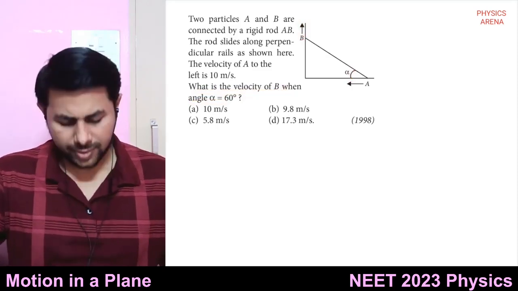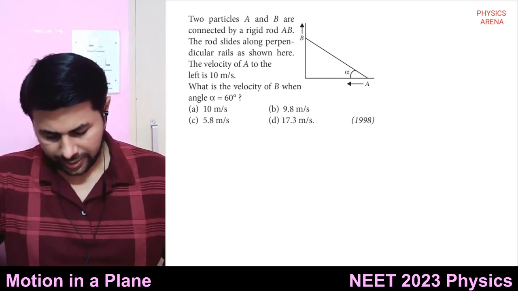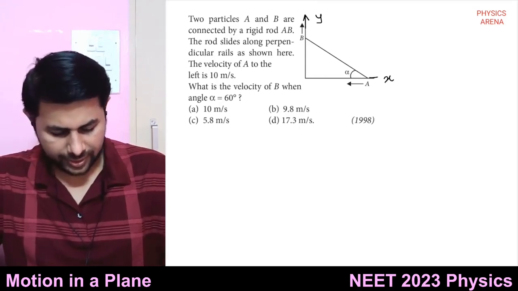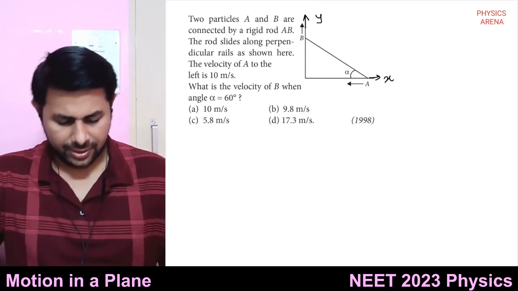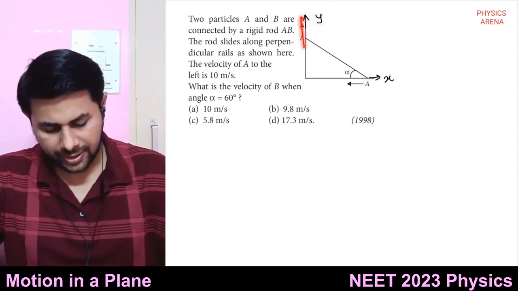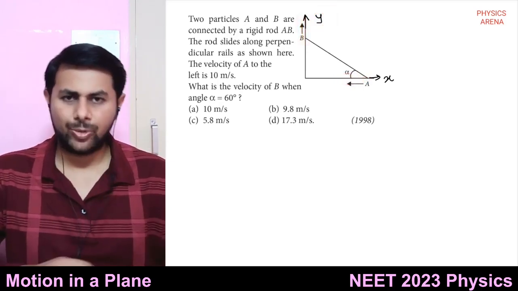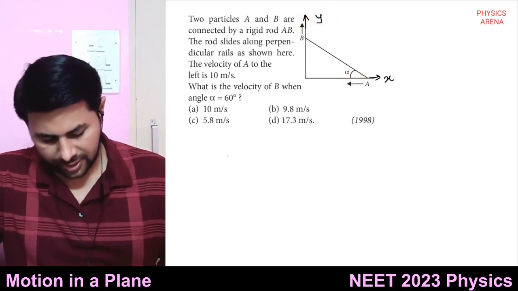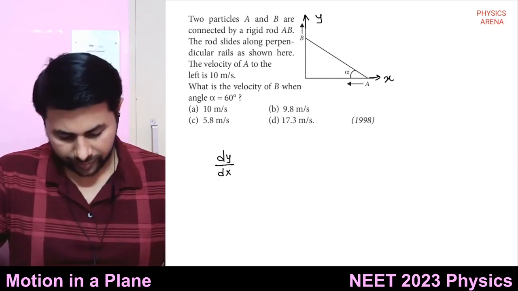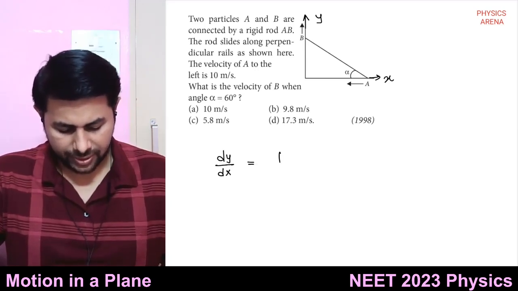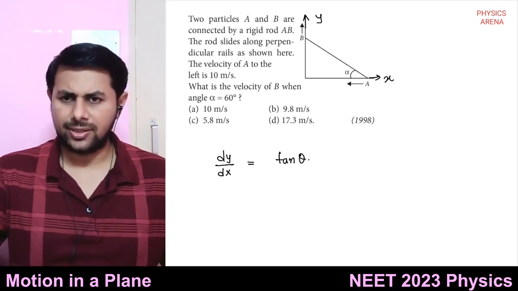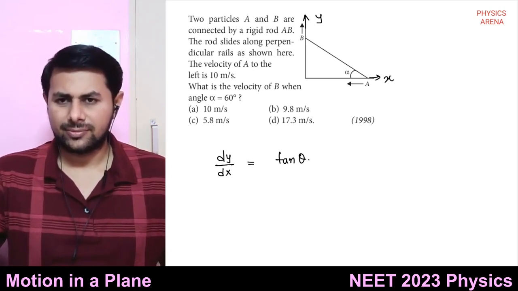So here you can say that this is your x direction, this is your y direction. Now y and x are changing. y is increasing, x is decreasing, and both are related. So you can take dy by dx, and dy by dx will give you tan theta. So this is clear till this point?